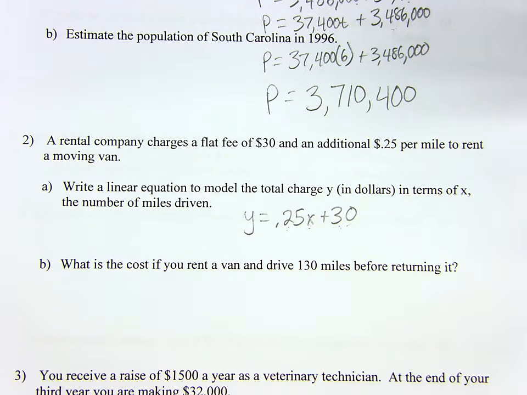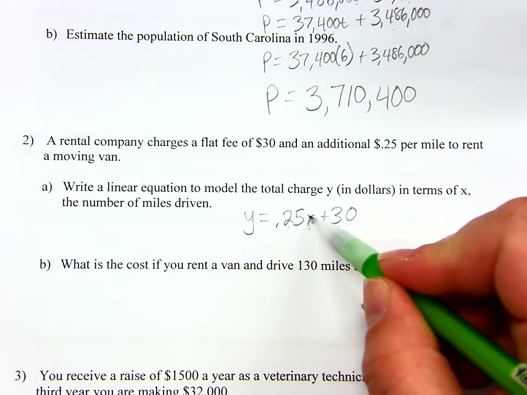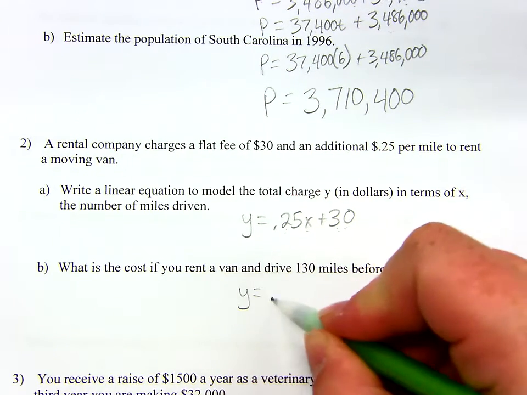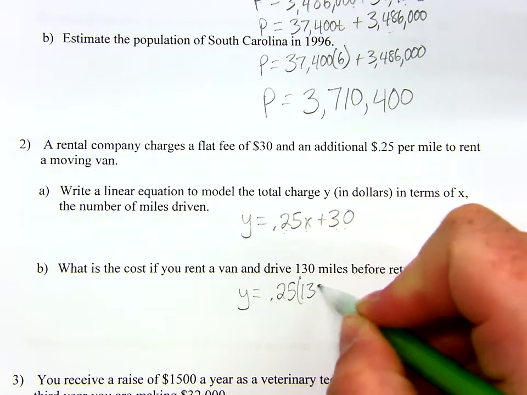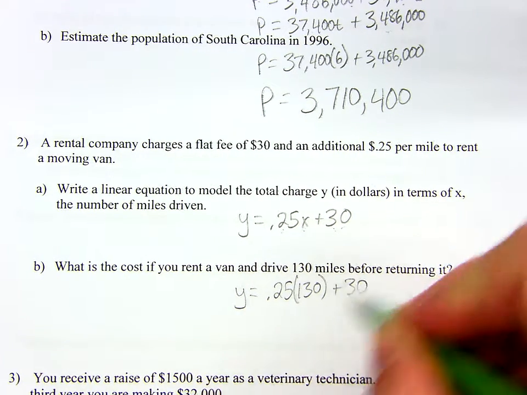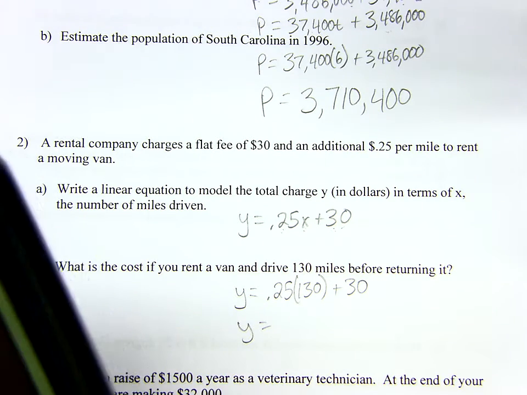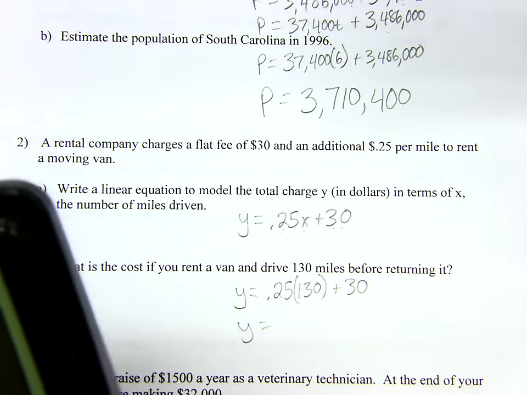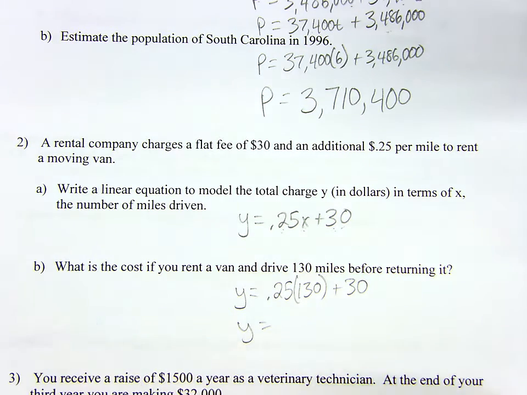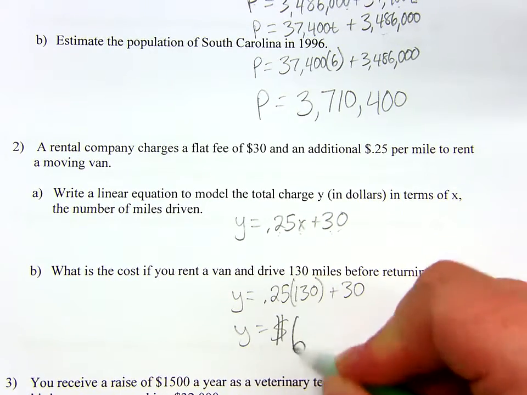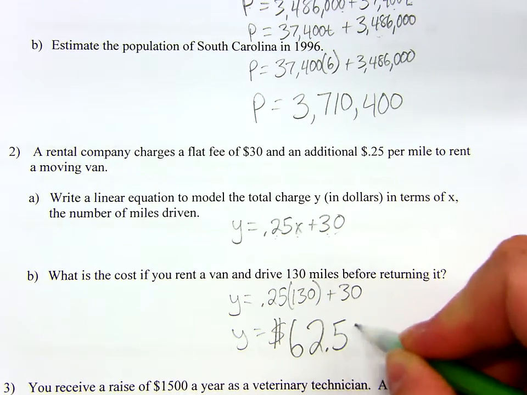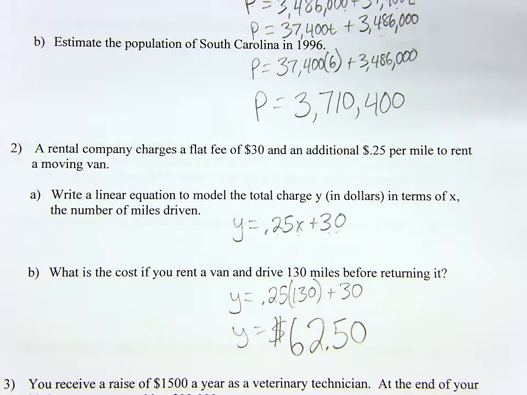How am I going to answer this? What's the cost if you rent a van and drive 130 miles? What do I do to figure this out? Multiply 130 by 0.25. Yeah, I'm just going to pop in a 130 for x, and I should be able to ask Mr. Calculator what that value will be. So it's going to be like 62.5, correct. Since it's money, you're going to write it as 62.50.